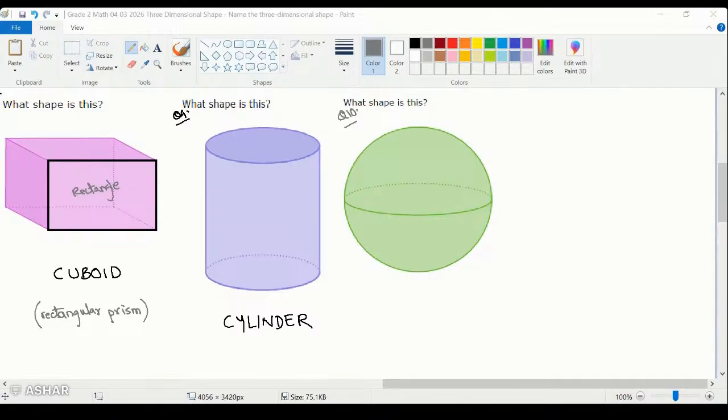For the next question, we see a shape that is round on all the sides, right? It could be a baseball, it could be a basketball, it could be a soccer ball, it could be earth, it could be sun. The shape that is round on all the sides is known as... Focus on this. Look at this. What is the answer?